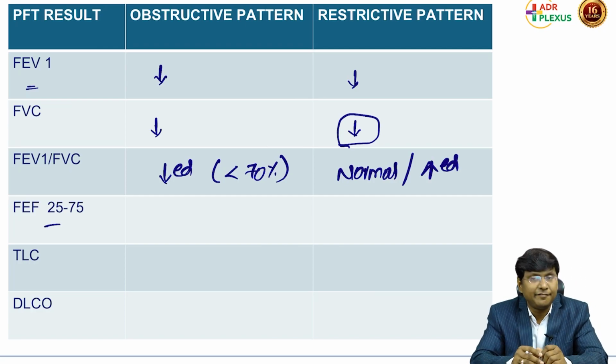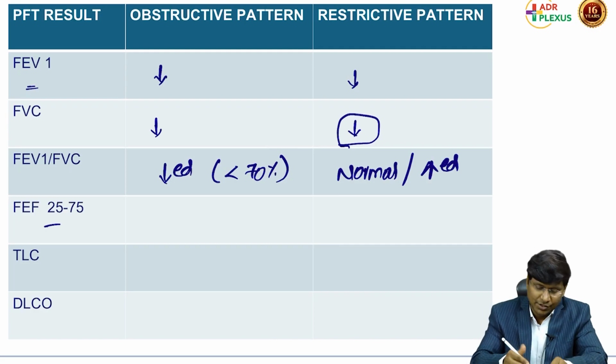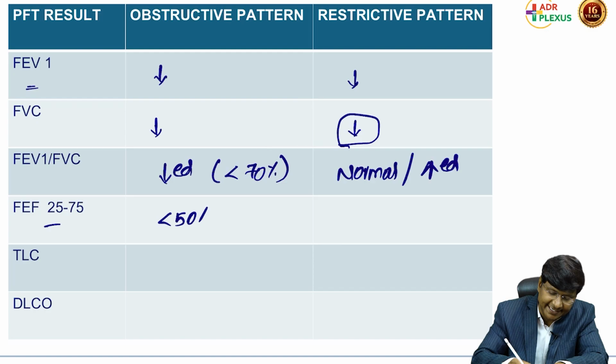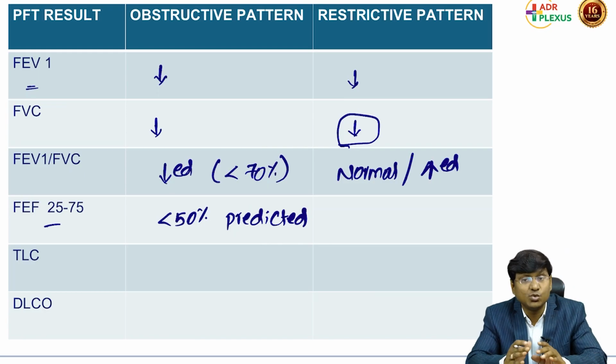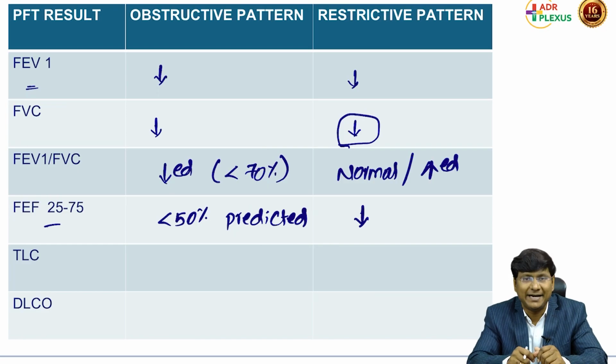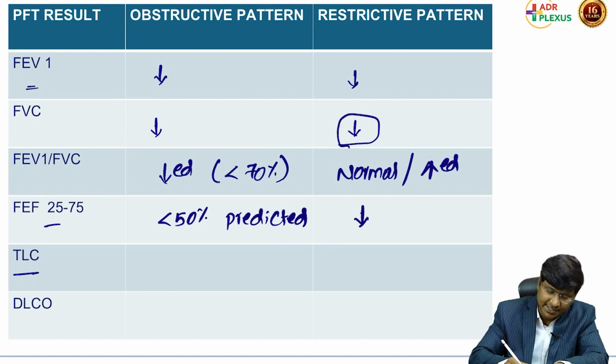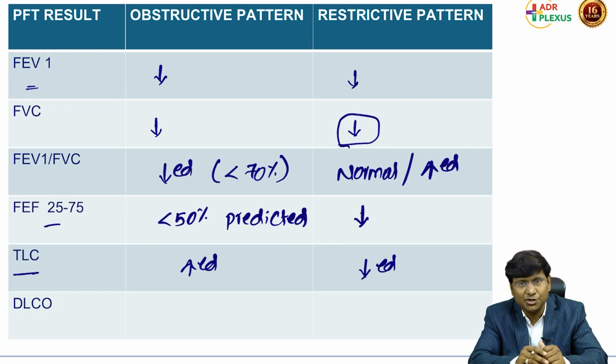Then FEF 25 to 75% is the forced mid-expiratory flow rate, right? This forced mid-expiratory flow rate is very important in obstructive lung diseases, and it will help you in making out the medium and smaller airway diseases. So the forced mid-expiratory flow rate is less than 50% of the predicted value in obstructive lung diseases. In restrictive lung diseases it is also decreased, but it is very important in making out the obstructive pattern of lung diseases. And TLC stands for total lung capacity. The total lung capacity is increased in patients with obstructive lung diseases, whereas it is decreased in patients with the restrictive pattern.